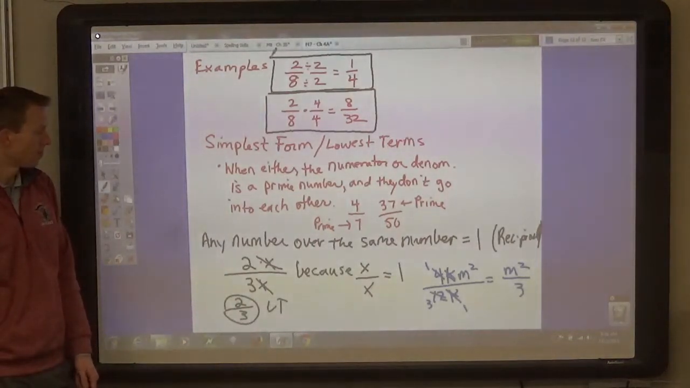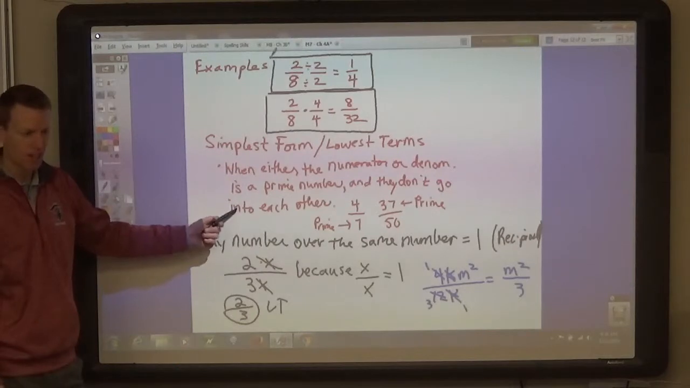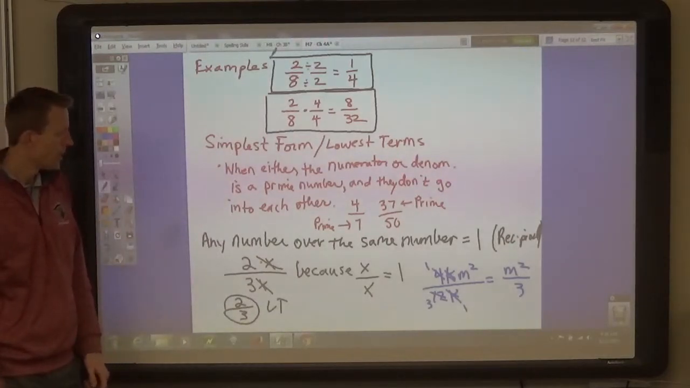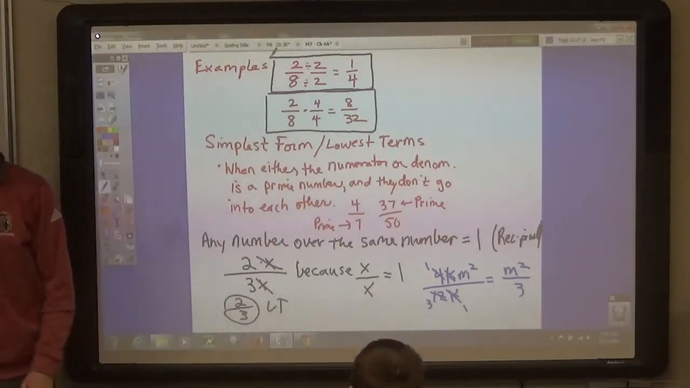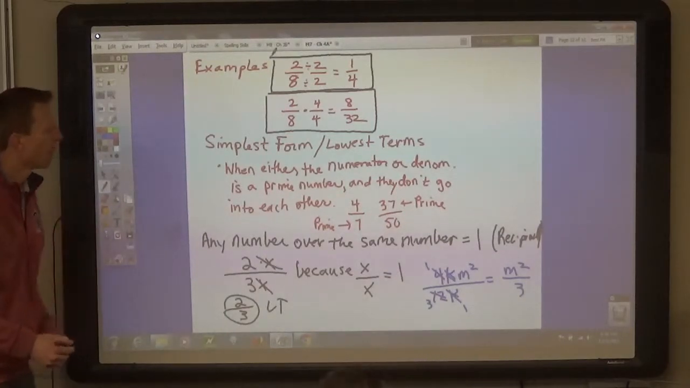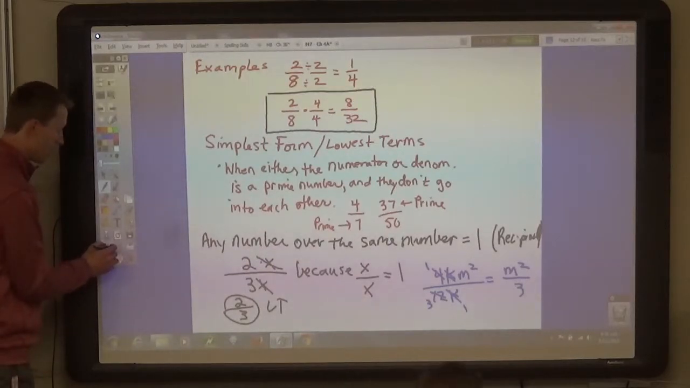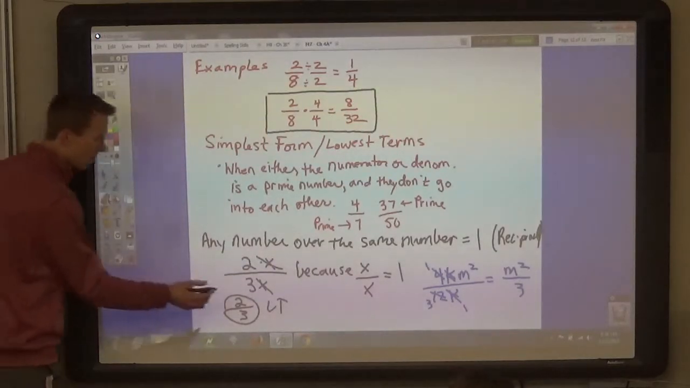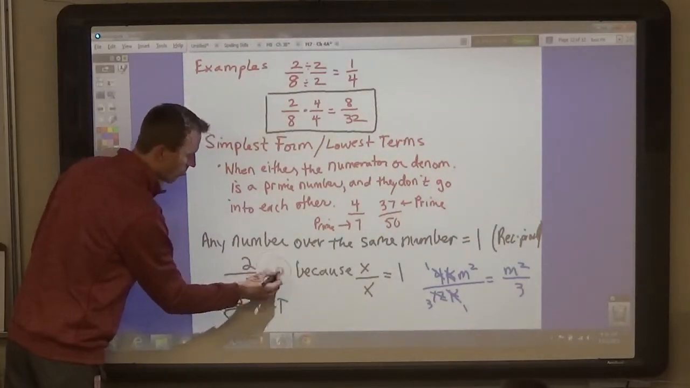Okay? Can we take it down? This, yes. Okay, so Yep. Write this down. And any number over the same number is its reciprocal, which equals 1. So what is 2x over 3x equal to?